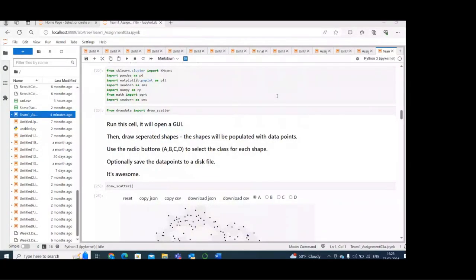Thanks, Chandrasekhar, for sharing the screen. So this is the Great Emoji Emotion Expedition. We have imported some libraries for the visualization part. And in order to generate the random data, we have used the draw data and we have imported draw scatter. Once we run this cell and use the draw scatter command, we'll get a draw board where we can draw the emoji.